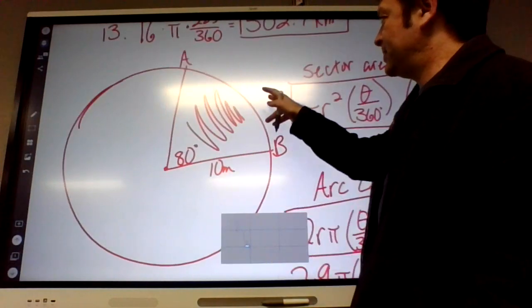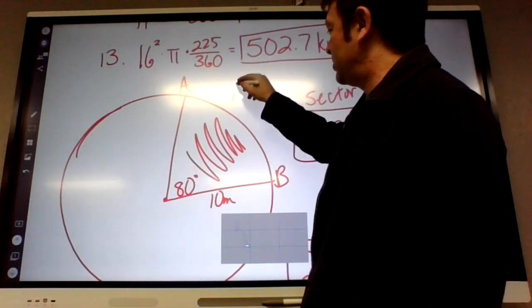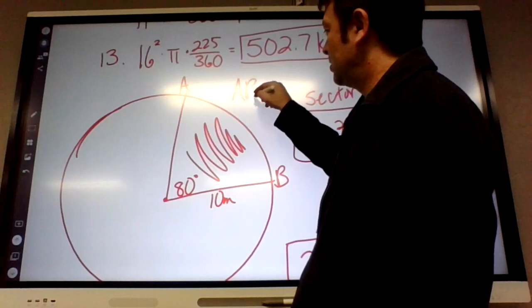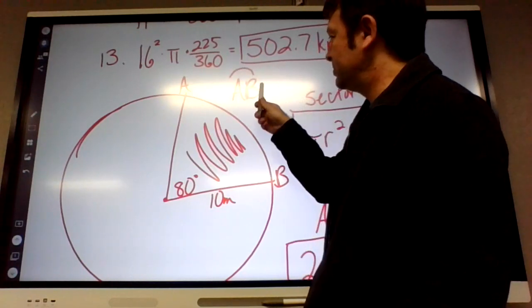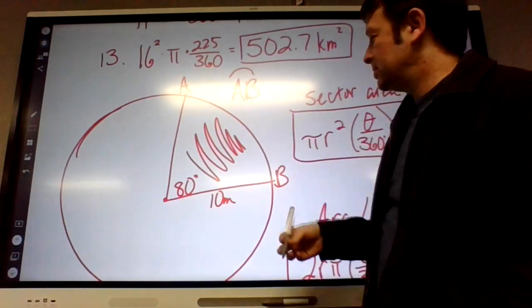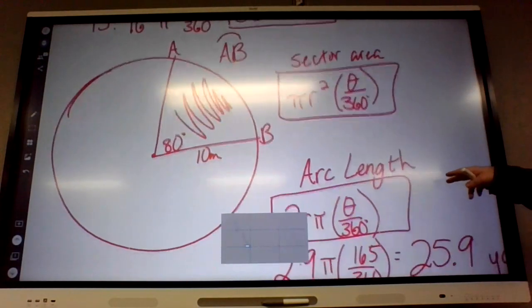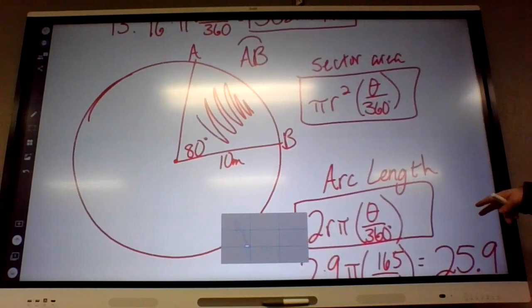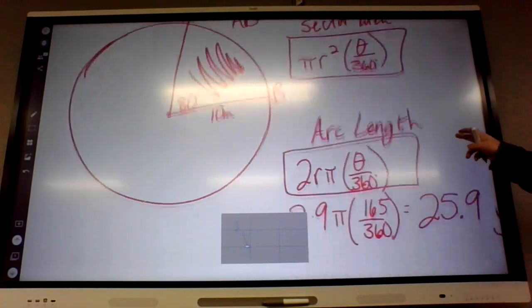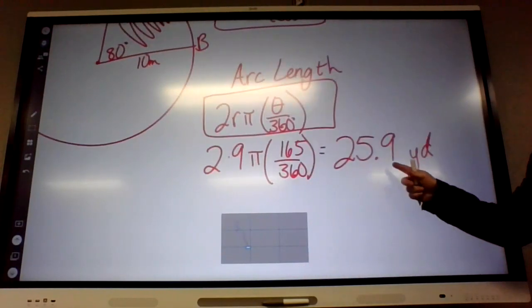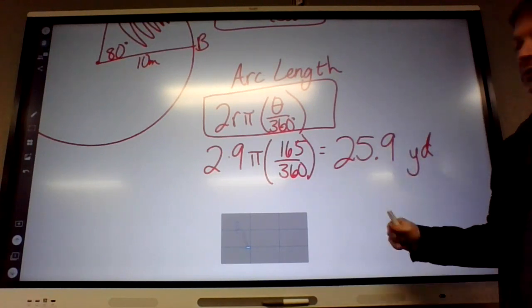Oh, I kind of forgot to mention this. You guys remember how we label arcs? Or have we done that before? Yeah, like with the little... I thought we had. There's disagreement in the other class, but I'm pretty sure we talked about it once. Okay, anyways, it's 25.9.